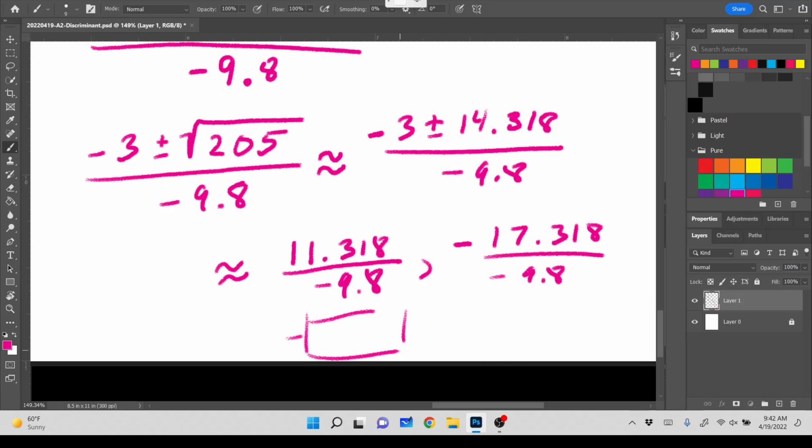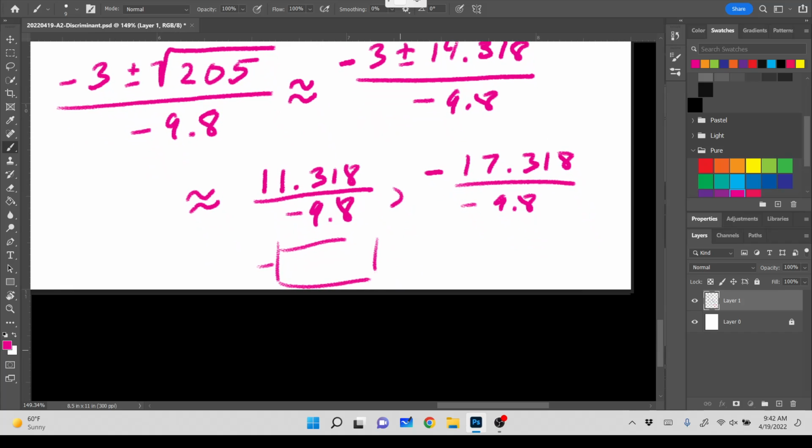So what's 17.318 divided by 9.8? Well, it's something like. Which one? This one right here. Wait, I thought you said we didn't care about negative. We don't care about the one that's going to end up negative, which is this one.